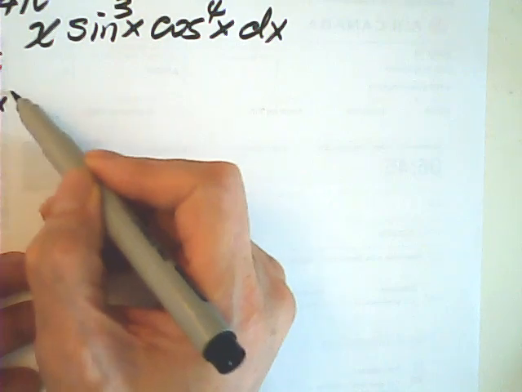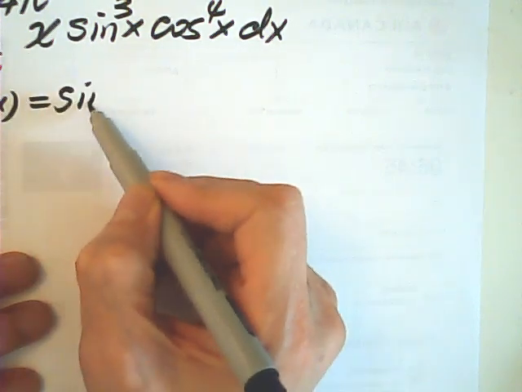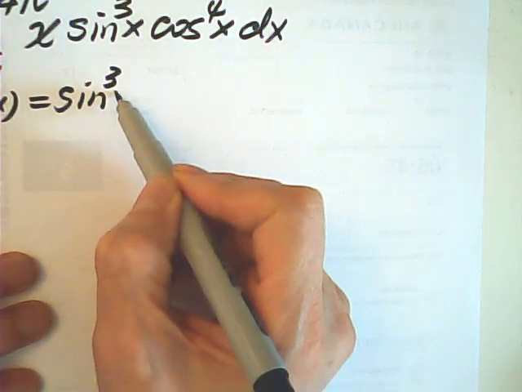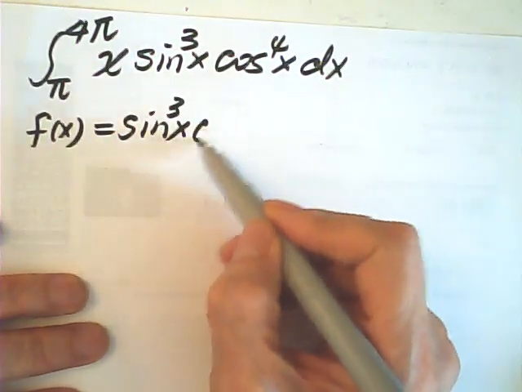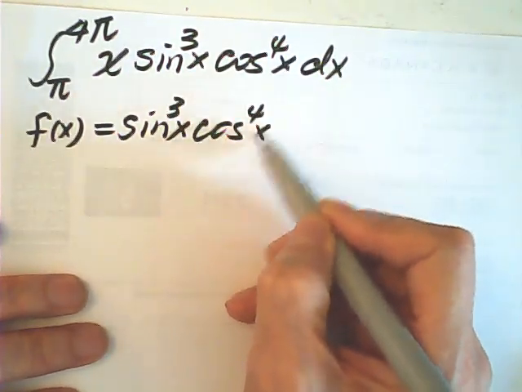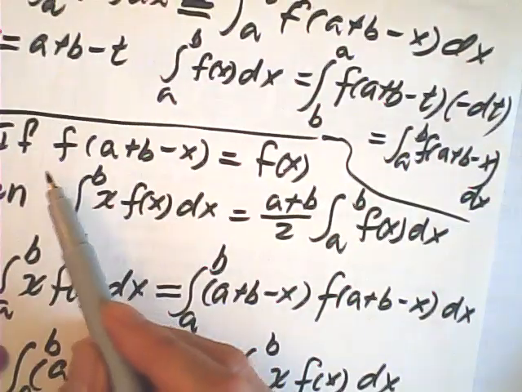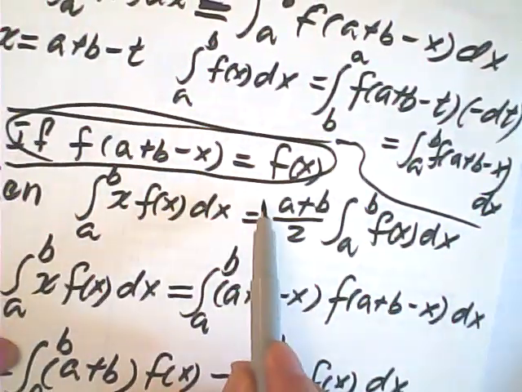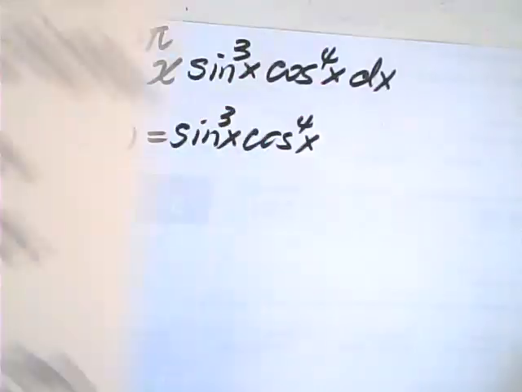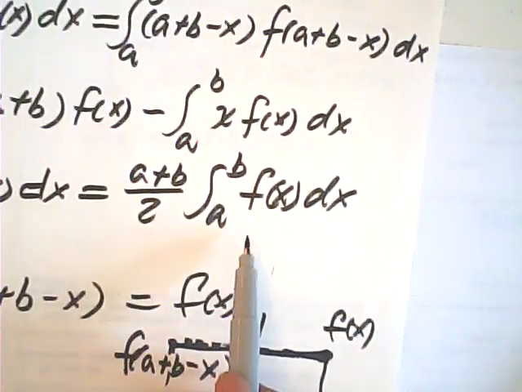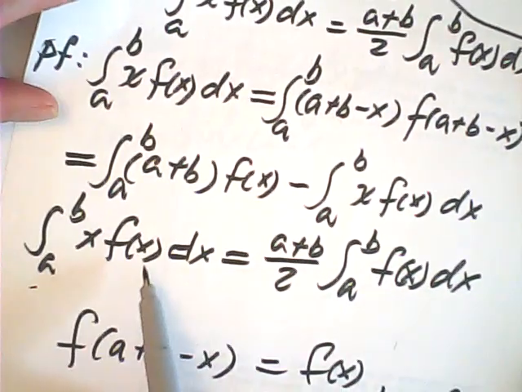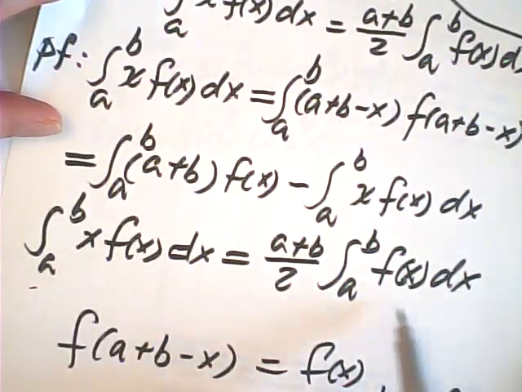Now, f of x is equal to sine cube x cosine fourth x. Then my question is, does this f of x satisfy this property? If this function satisfies this property, then I can use this result. Instead of integrating this one, I'm integrating this. That's the whole story, okay?